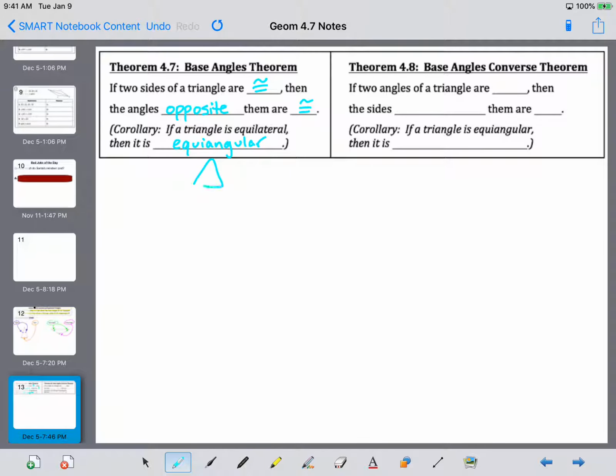All right, so if you know you have an equilateral triangle, it turns out all of the angles are the same as well. All right, and the converse of that says if two angles of a triangle are congruent, then the sides opposite them are also congruent. And in addition to that, if a triangle is equiangular, well, then it is also equilateral. So we know all three sides would be the same if all three angles are the same. Okay, so let's take a look at some examples with this stuff.